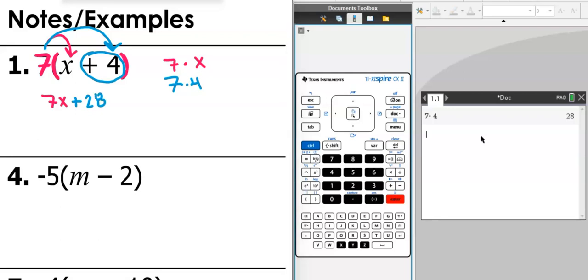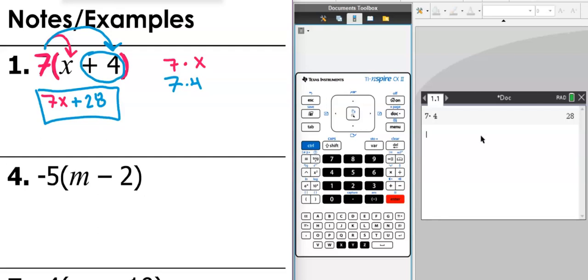The last thing you have to ask yourself when you get rid of parentheses is, can I combine? Can I add the 7x and the 28 together? And the answer is no, because they are not like terms. The 7 has an x stuck to it, and the 28 is a constant, a normal number. So this is all we can do. We are done performing the distributive property.